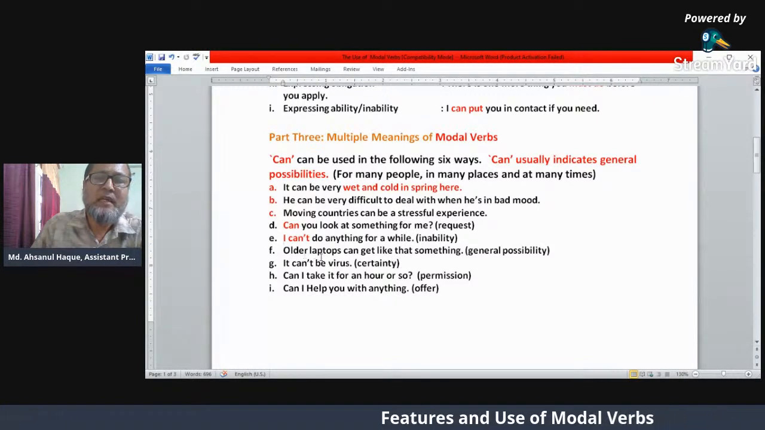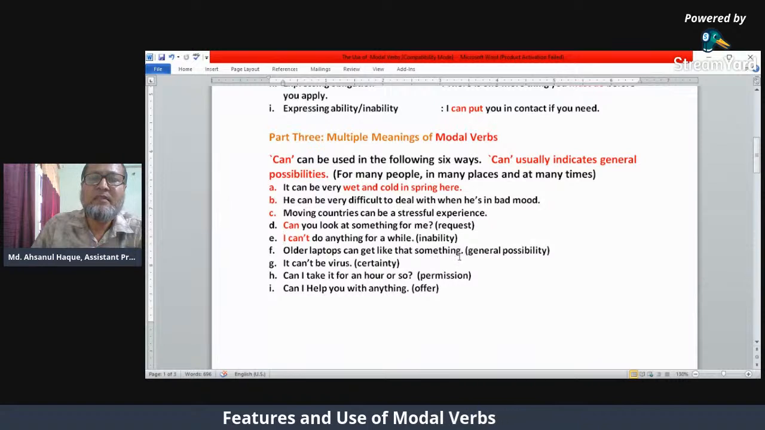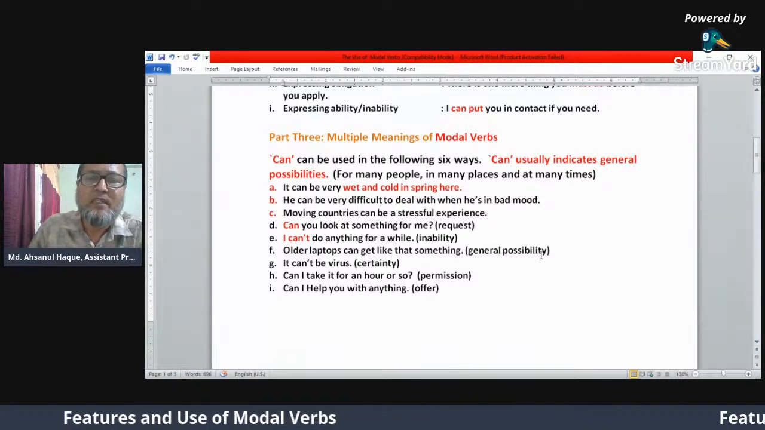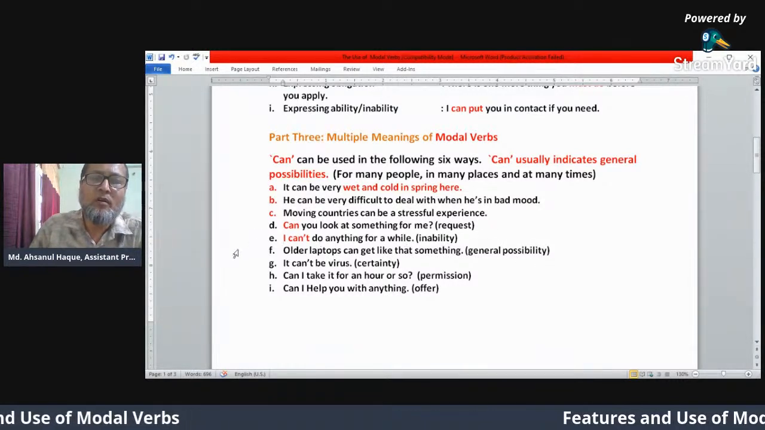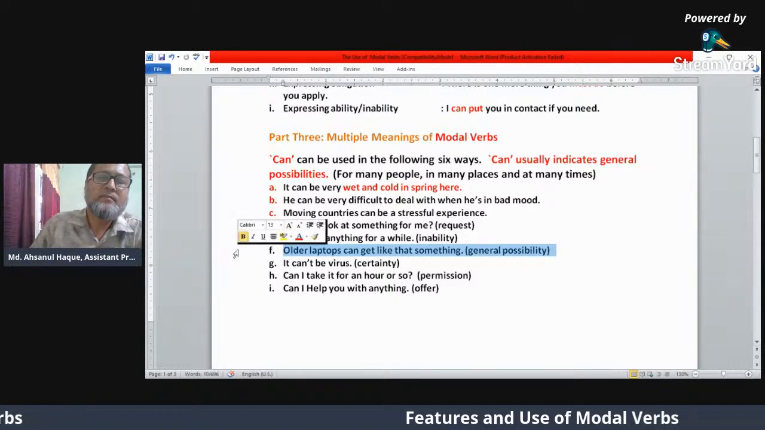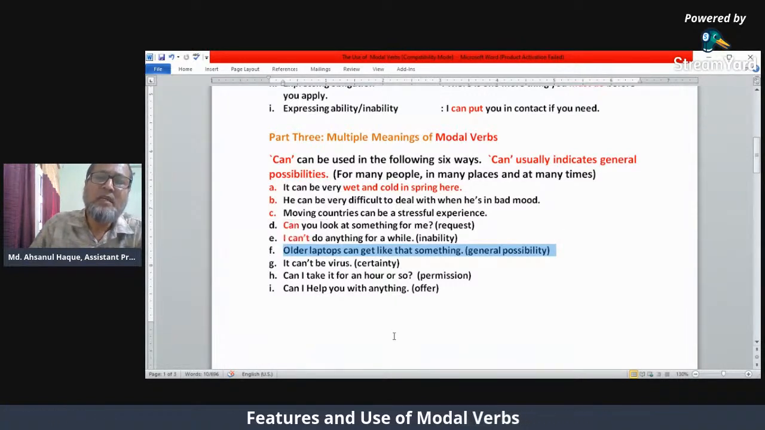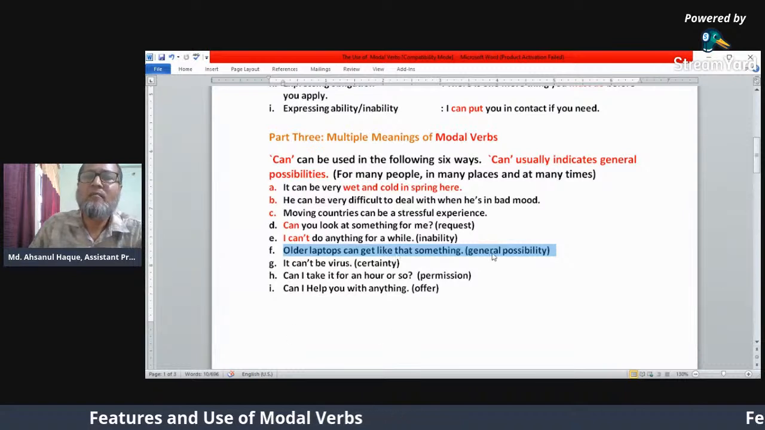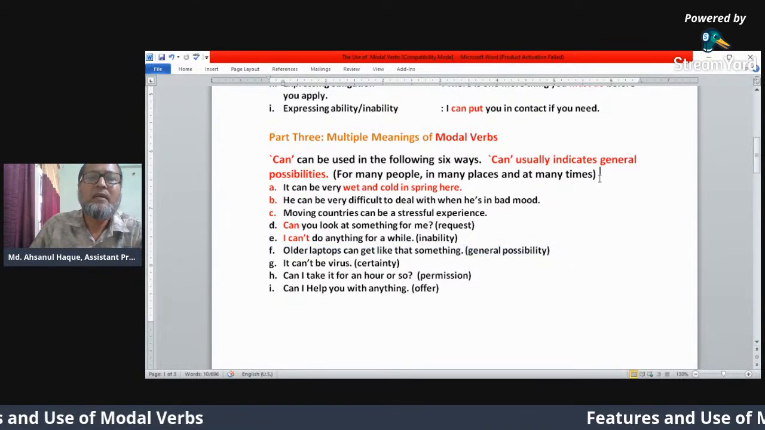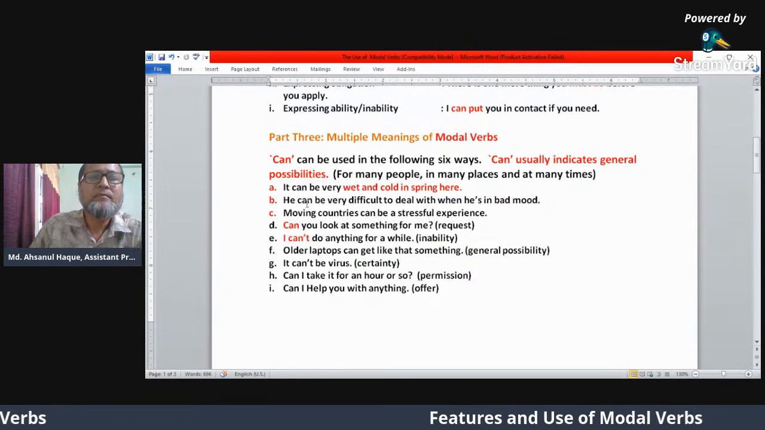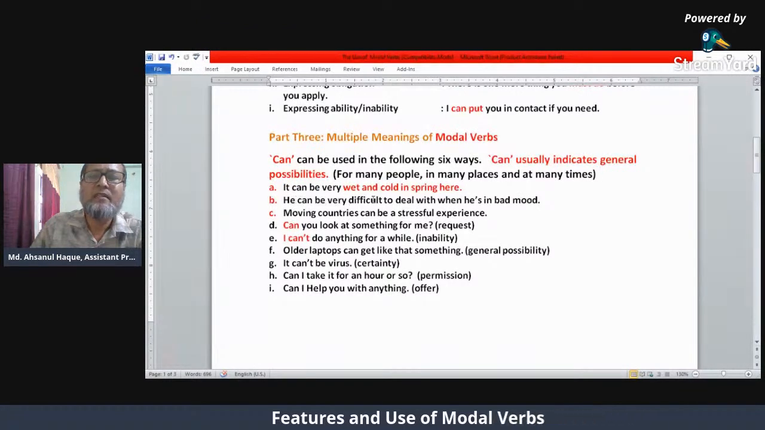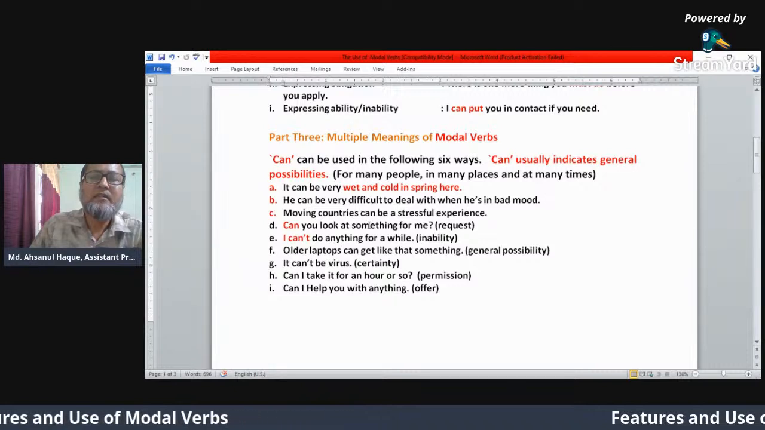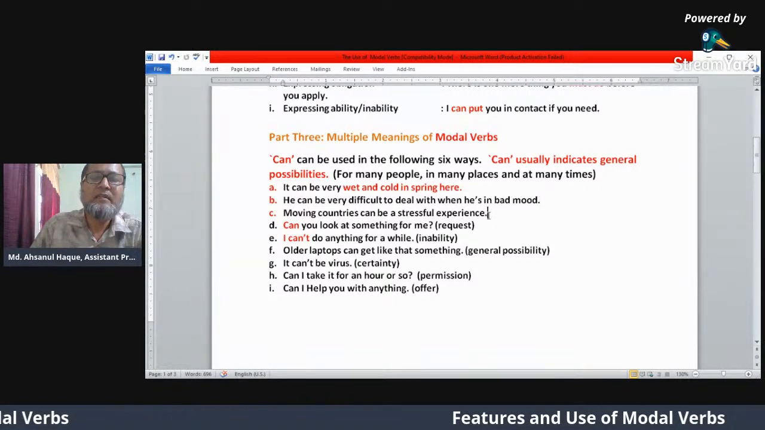Older laptops can get like that. This is general possibility, because older laptops all. This is possibility, but general possibility. But here you see, he can be very difficult. This is specific possibility. This is general possibility.